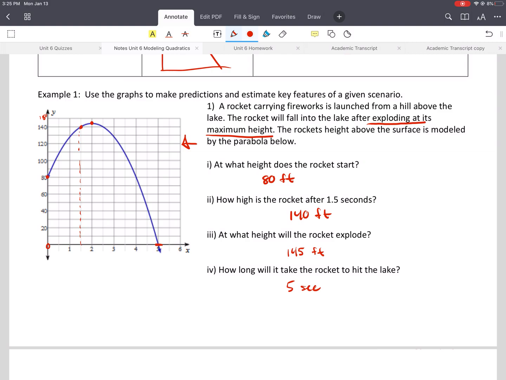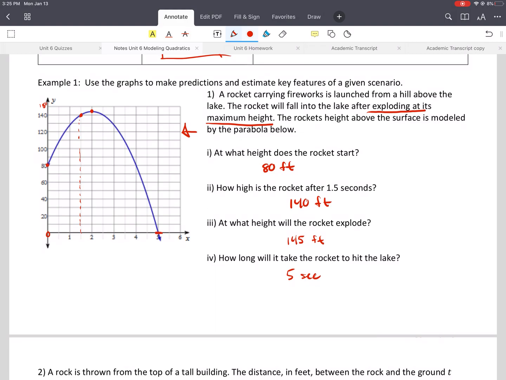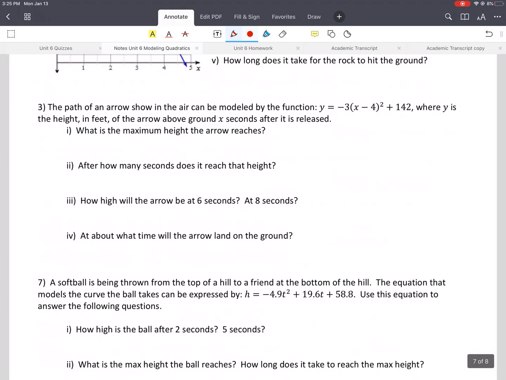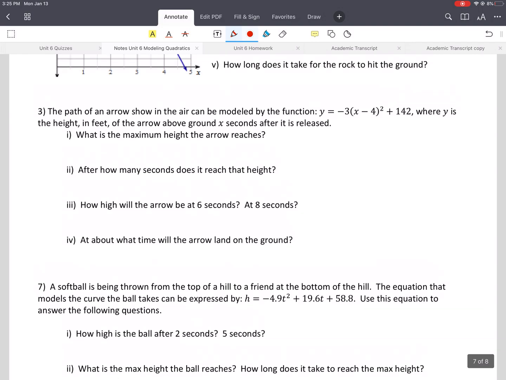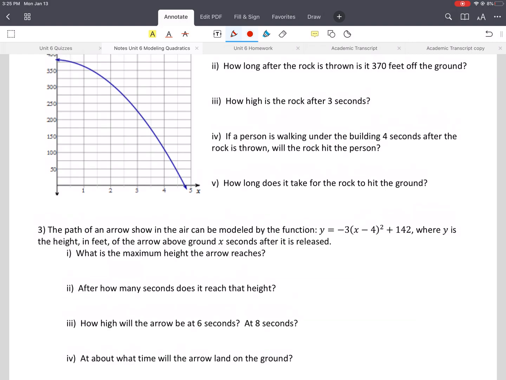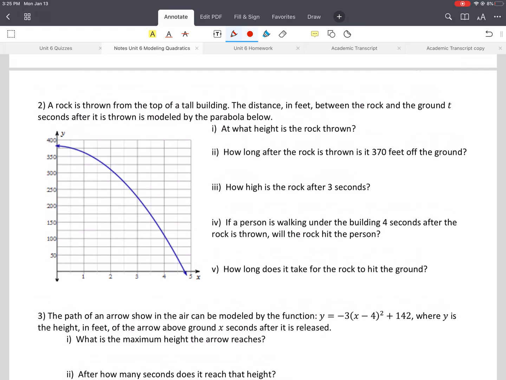So you'll have some problems perhaps where you'll have a graph given. Like here's another one, and then after that, they'll give you an equation. So then you'd need to use your graphing calculator to be able to do that. Okay? Okay, so next one. A rock thrown from the top of a tall building.